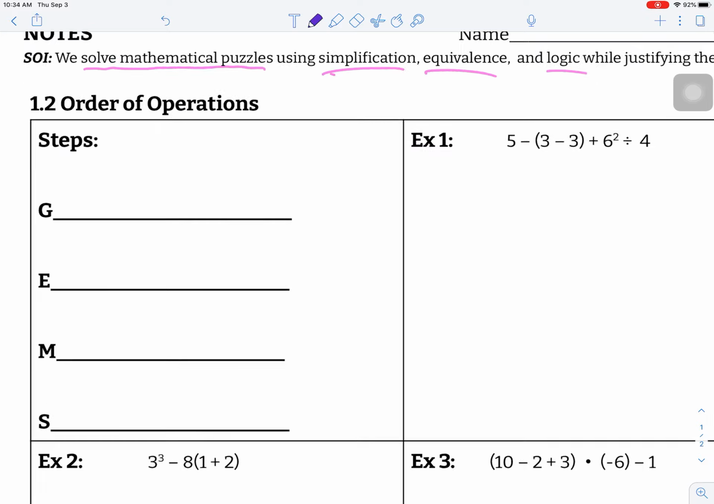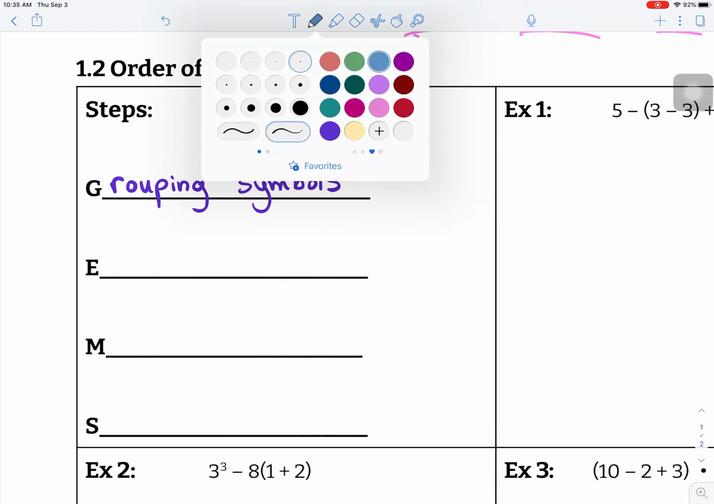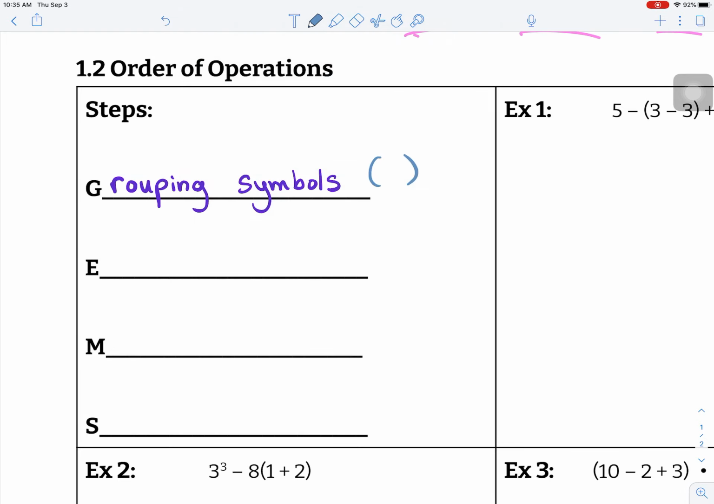So this is review from last year. You did learn this in pre-algebra and probably 6th grade. The order of operations has to go in a really specific order. Math people a long time ago decided that it's got to go in this order. And the way we remember it is by saying GEMS. So let's fill this in. The G for GEMS would be grouping symbols. The most common grouping symbols that you're going to see in this class would be parentheses.